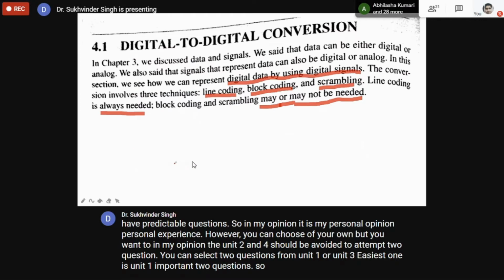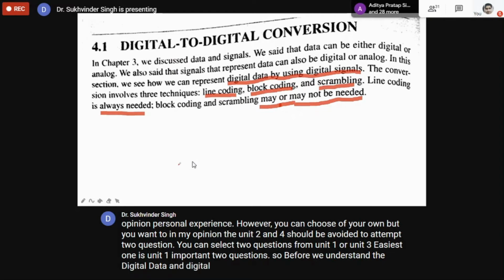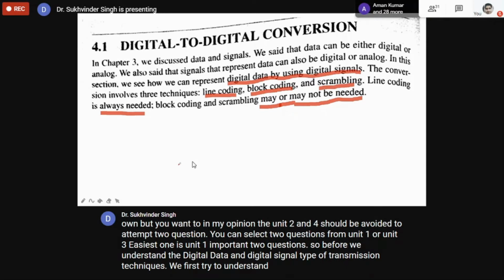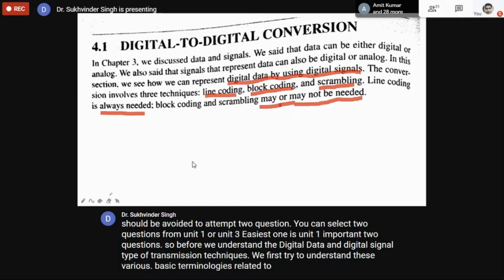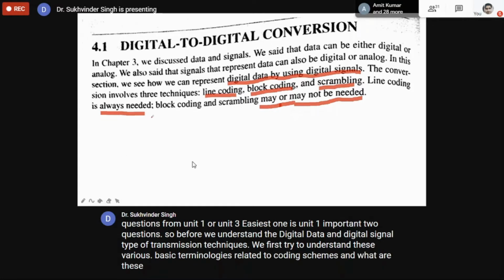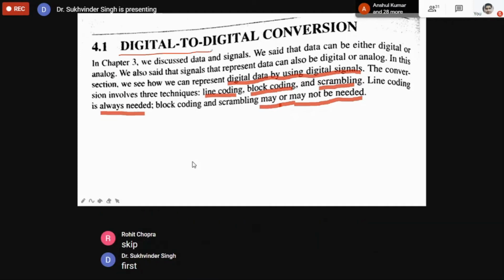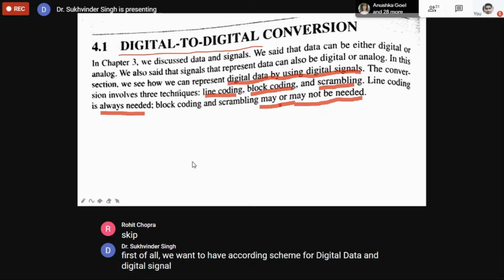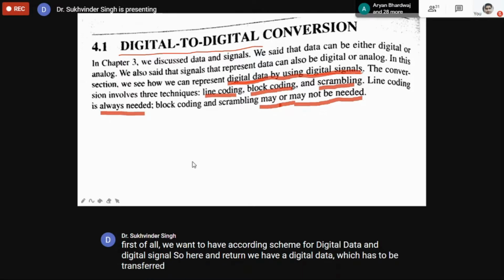So before we understand the digital data and digital signal type of transmission techniques, we first try to understand the various basic terminologies related to coding schemes. And what are these terminologies? First of all, we want to have a coding scheme for digital data and digital signal. So here, as written, we have a digital data which has to be transferred using a digital signal.